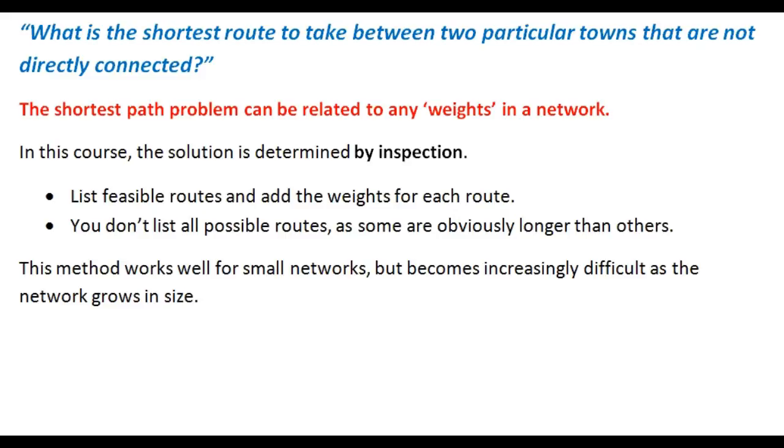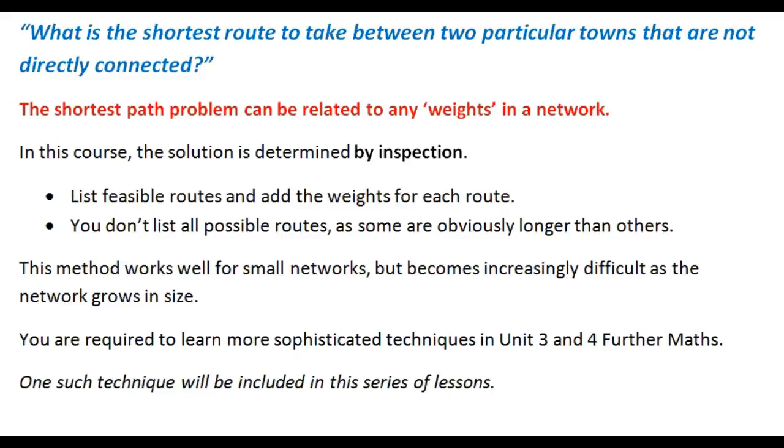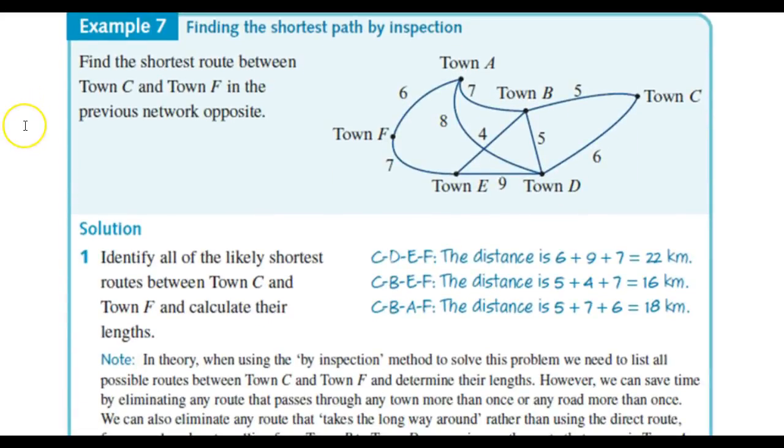This method works well for small networks, but becomes increasingly difficult as the network grows in size and sophistication. You are required to learn some more sophisticated techniques in next year's course in further maths. However, I'm going to include one such technique in this series of lessons. Let's look at another example from your textbook. Find the shortest route between town C and town F in the previous network opposite.